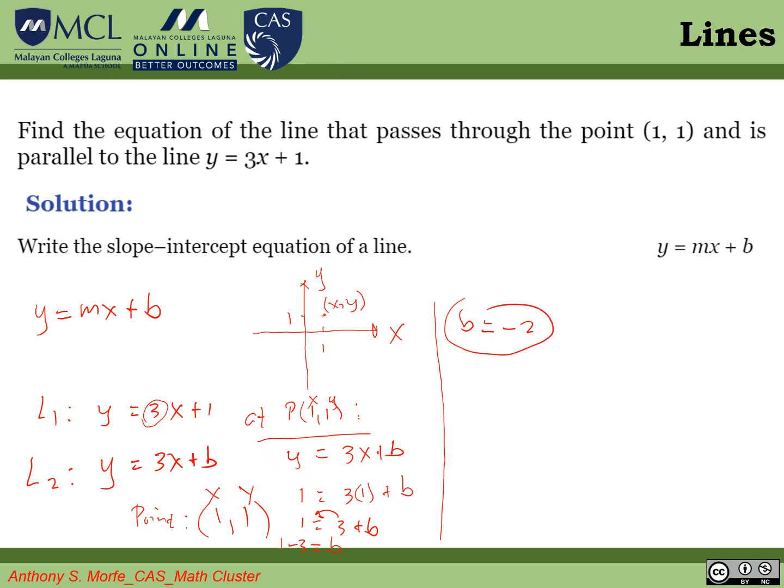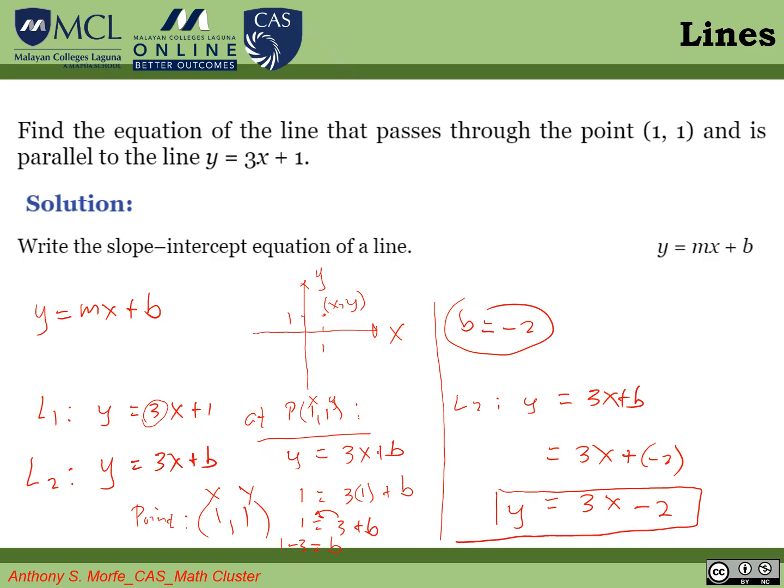So substitute here. So line 2, therefore, y equals 3x plus b. Substituting, our b is equal to negative 2, so plus negative 2, or y equals 3x minus 2. So this is now the equation of the line parallel to this line and passing through this point. Okay, so that's it for this problem.